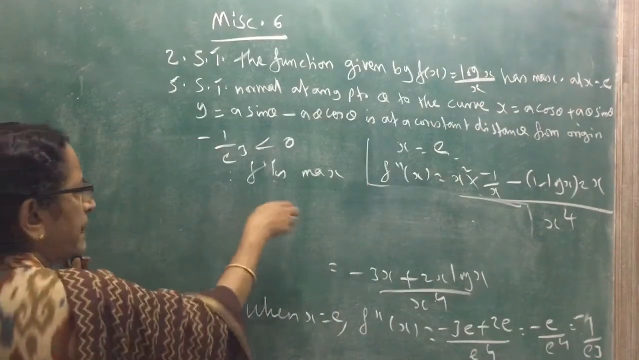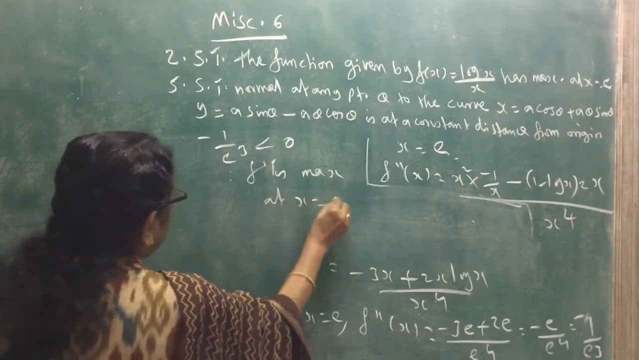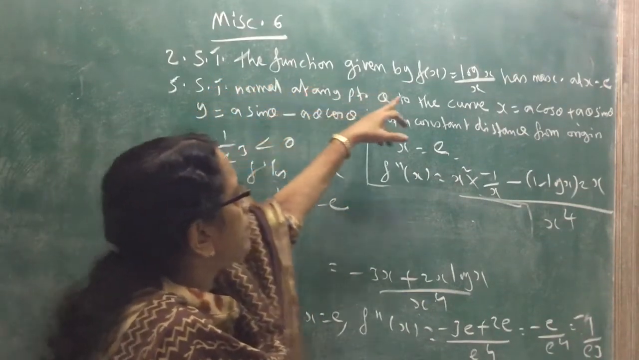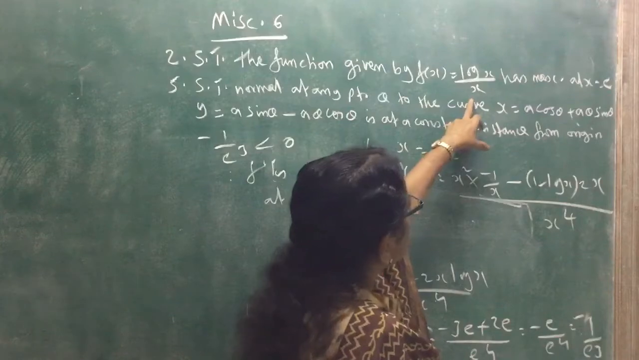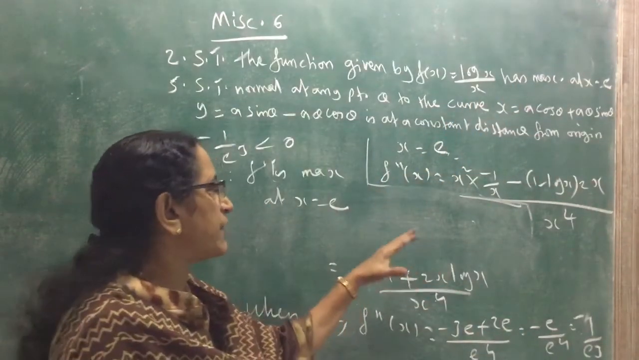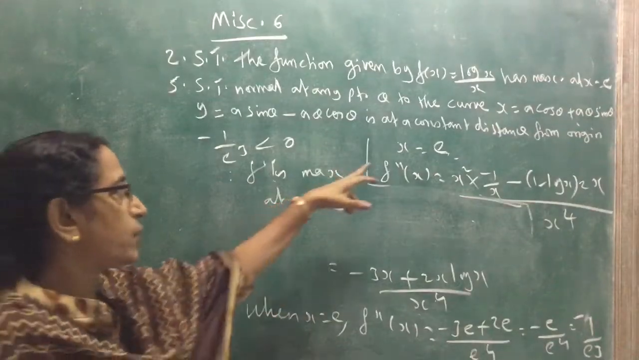Therefore f is maximum at x equal to e. That is what we want to show. Show that the function given by f of x equal to log x by x has maximum value at x equal to e. So we proved that f(x) is maximum at x equal to e.